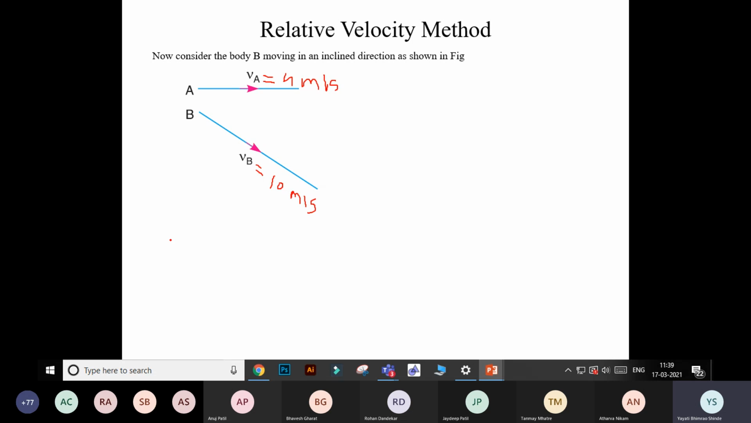Now in this case you have to find out the velocity of A with respect to B and draw the vector diagram. First step, you have to select the scale for the respective velocities. I will consider here 1 centimeter is equal to 2 meter per second.